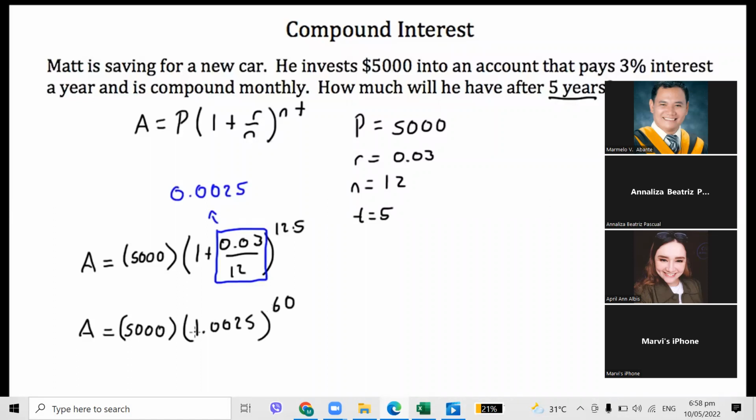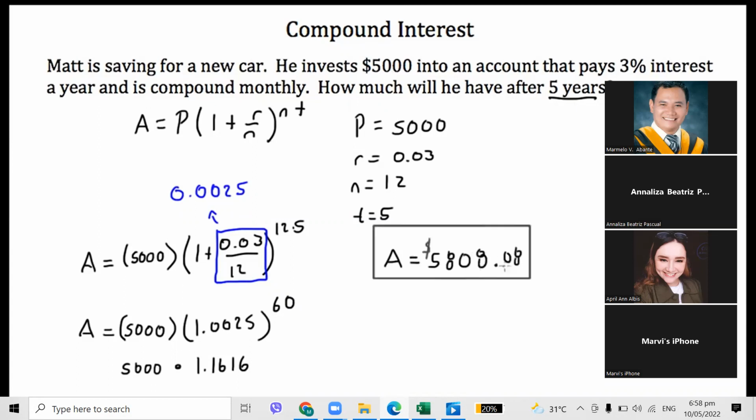If you take 1.0025 and you raise it to the 60th power, this is equal to 1.1616. Multiply that by 5,000, and the amount in our account is $5,808.08. So this is the amount of money that Matt would have investing in an account that is compounded. Remember, that means we're paying interest or receiving interest on top of the interest that we've already received.